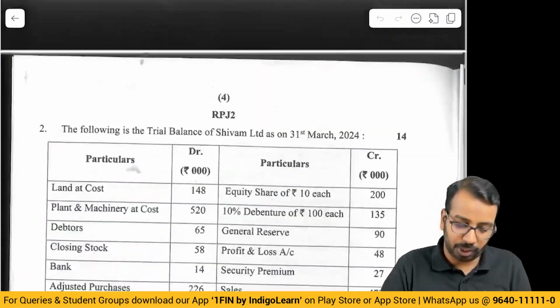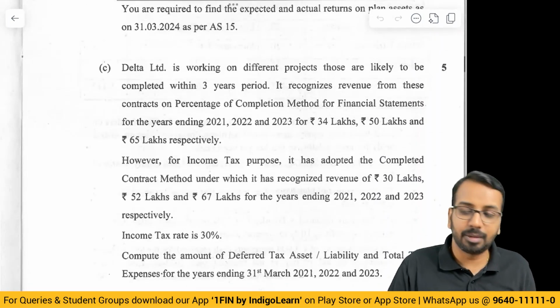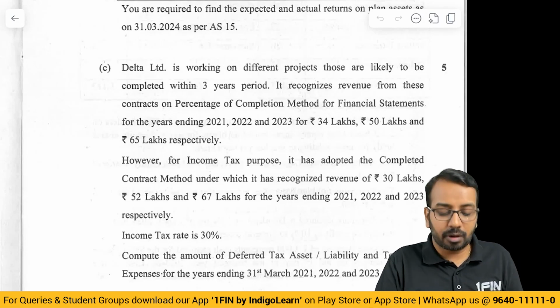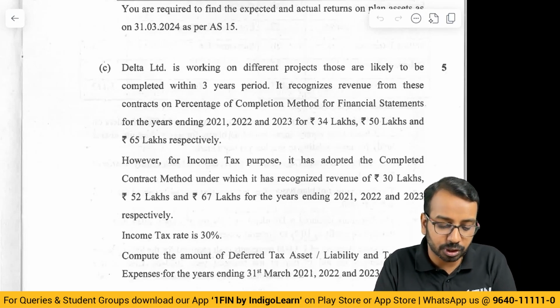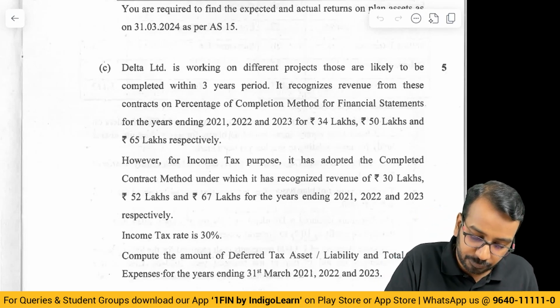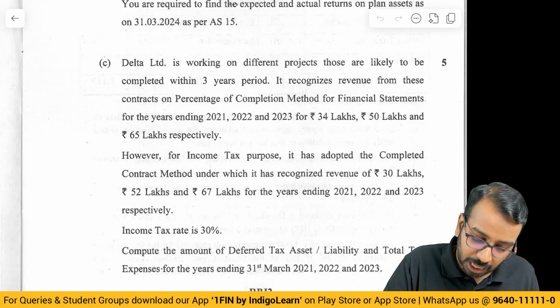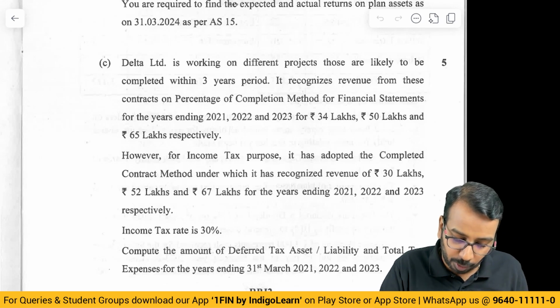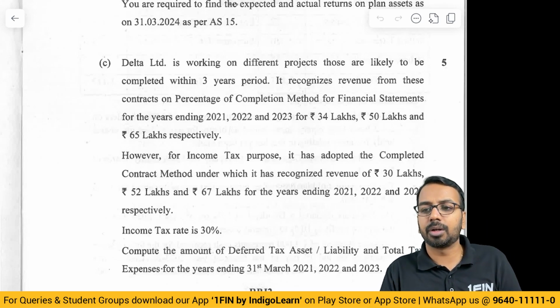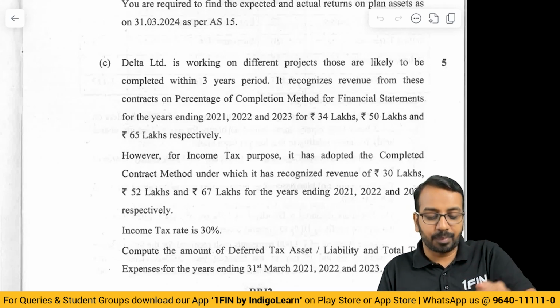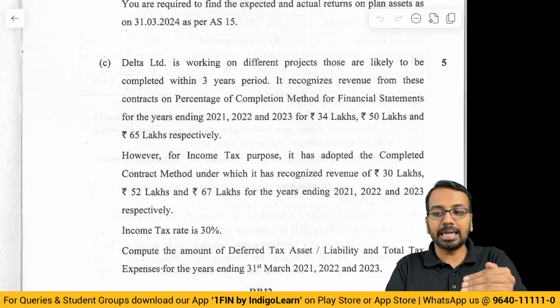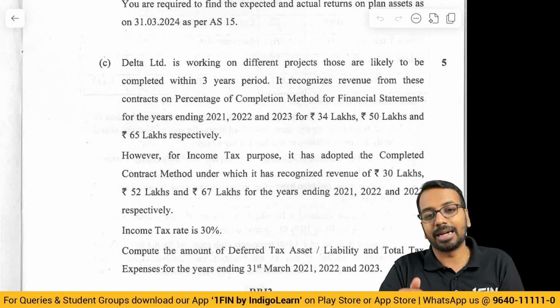Then trial balance. Okay, so now this question, Delta Limited, can be slightly tricky for an inter student who is seeing this question for the first time. But again, if you read it carefully, revenue from the completion method for financial statements are 50, 34, 50 and 65. For income tax, it is 30, 52 and 67. Compute the deferred tax asset. Now, how do we compute? What is the income as per books? What is the income as per tax? Whatever is the difference, we'll create a deferred tax.